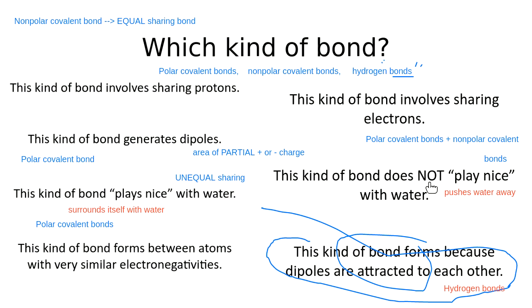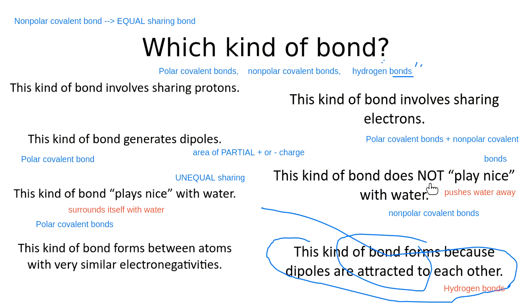If I don't play nice with water, it's because I don't have dipoles. It's because I am very happy in my chemical bond. I'm sharing my electrons equally and I have no charges. Which kind of bond was it again that we said we share equally or there's no charge? Which kind of bond was that one? Yeah, that's the nonpolar ones. Nonpolar covalent bonds. Those are the ones that do not play nice with water.